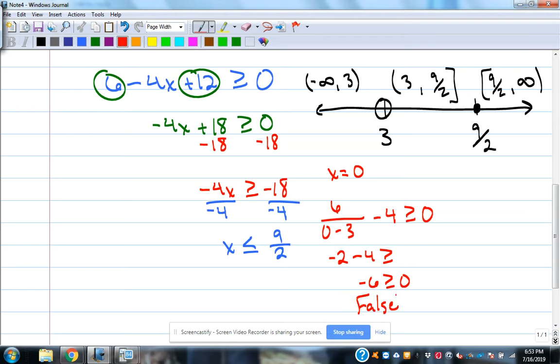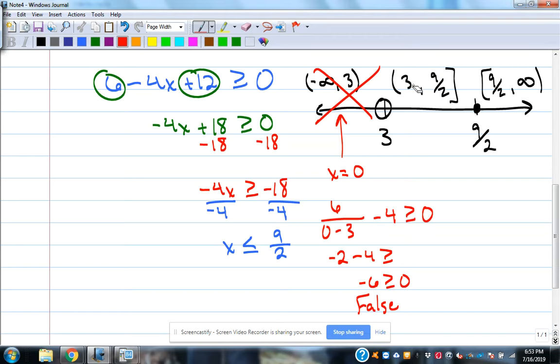No, that's false. So I know that part is out. That's not an answer, because -6 is not greater than or equal to 0. Okay. 0 is in. I used x equals 0 because it's in that window right there. It's from -infinity up to 3. It's in there, and it was easy to plug in.